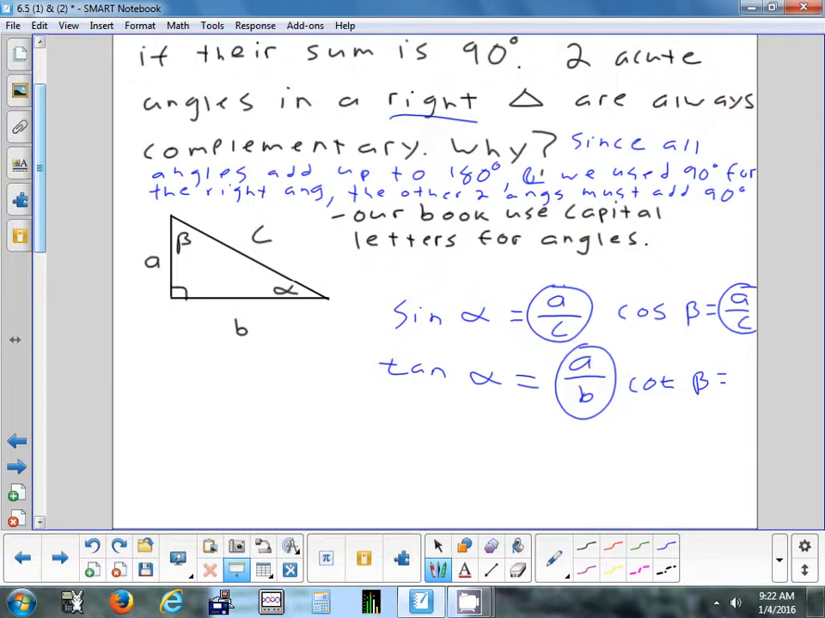So what side is adjacent to beta? A over B. Adjacent over opposite. Okay, so notice they came out the same again. And we could keep going with things that are going to come out the same. I could do the secant of alpha and the cosecant of beta. They'd be the same.